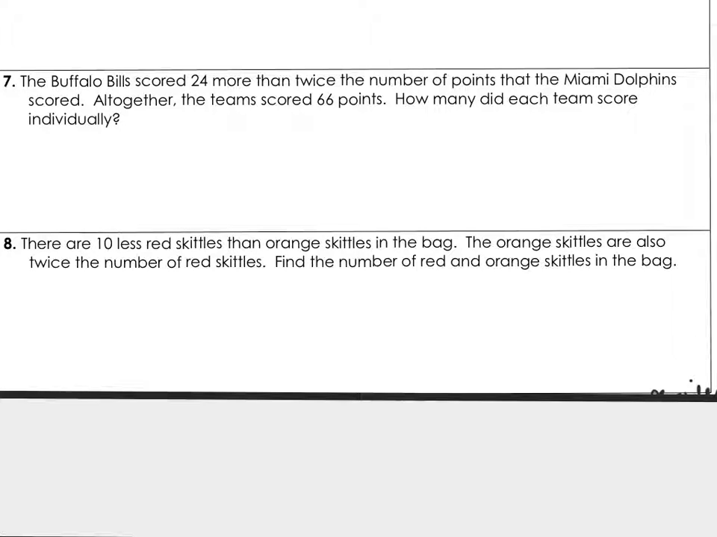The last question from set 1 that I'd like to do together is number 8. Number 8's a little bit tricky, so let's read it slowly. There are 10 less red Skittles than orange Skittles in the bag. The orange Skittles are also twice the number of red Skittles. Find the number of red and orange Skittles in the bag.